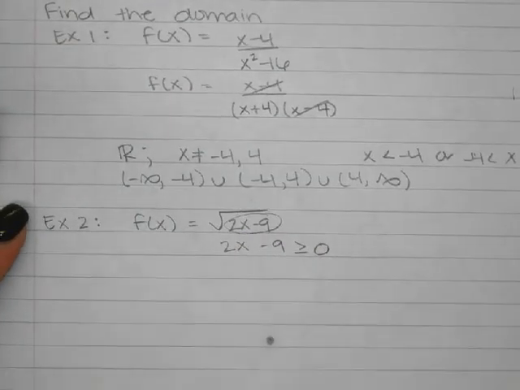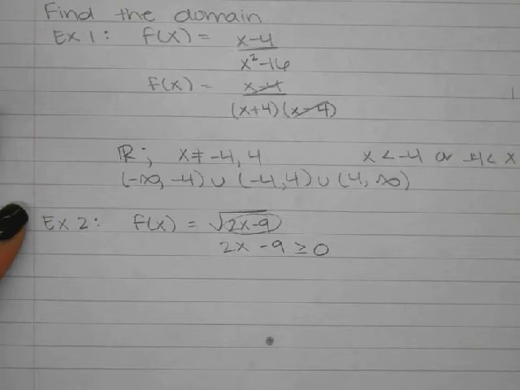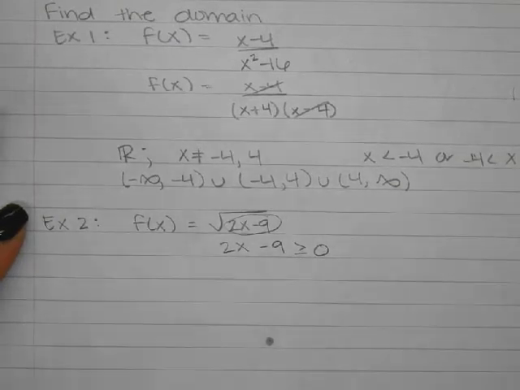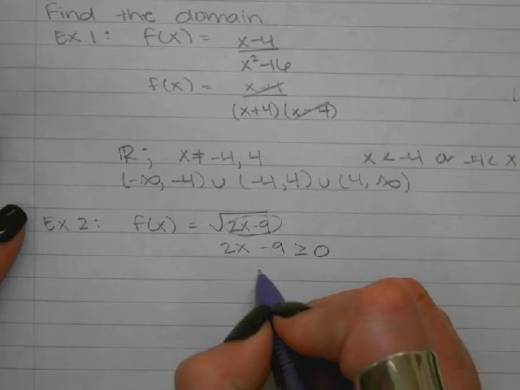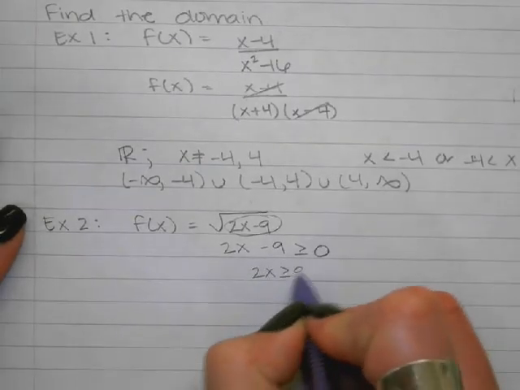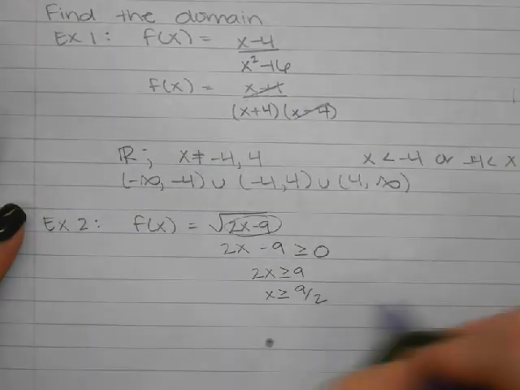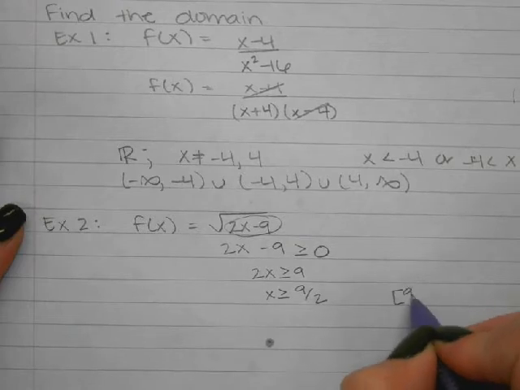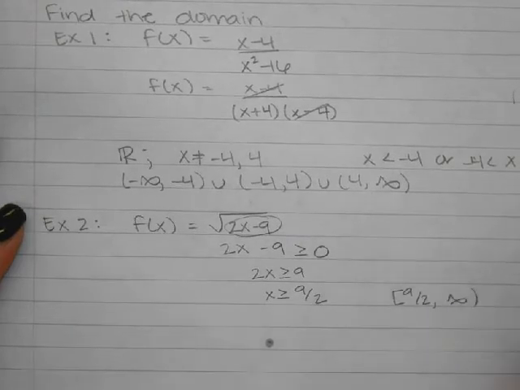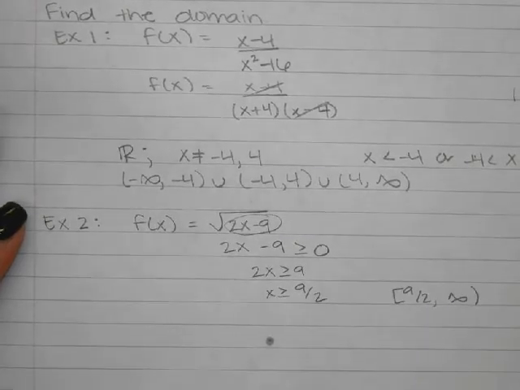The exception to that would be if you had a square root that was in the denominator, and then you would say it couldn't equal 0. So I'm going to go ahead and add the 9 over, and then x is greater than or equal to 9 halves, or you could say 9 halves to infinity would be your domain.